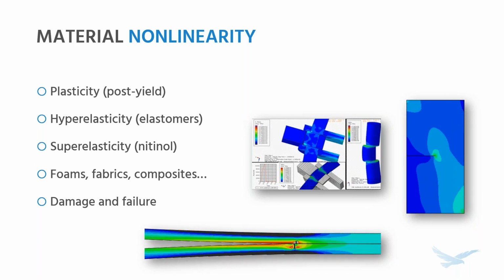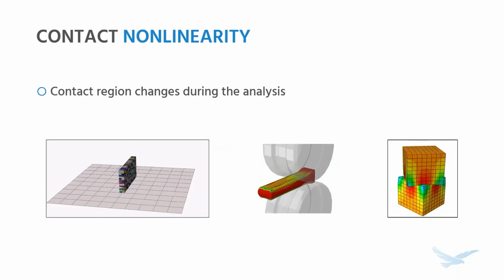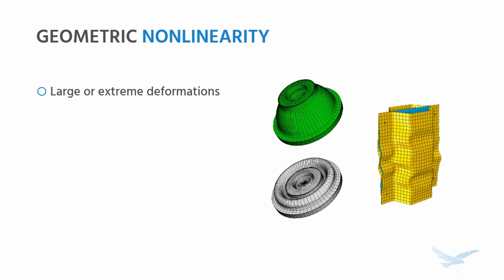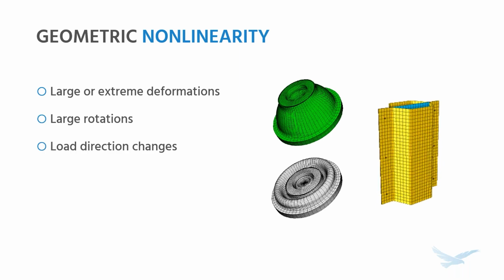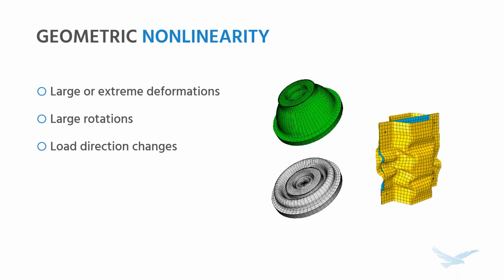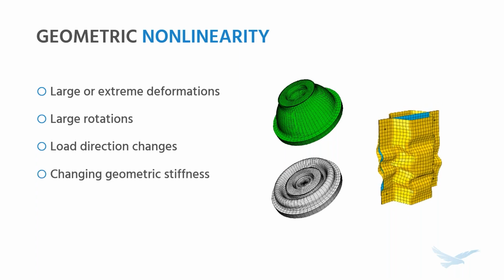Another source of nonlinearity is contact. If the contact region changes during your analysis, that is going to need a nonlinear solution. And of course, we have geometric nonlinearity. So this is when we have these large or extreme deformations. Maybe we've got something that's rotating. Maybe we're trying to change how the load is applied or some other condition throughout the process of the simulation. Really, anything that's going to change the geometric stiffness of the model.